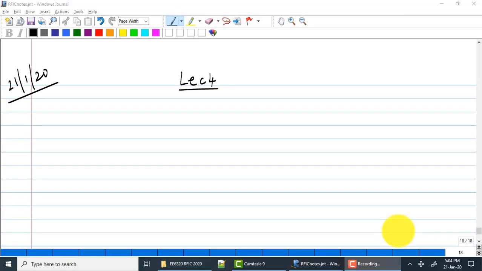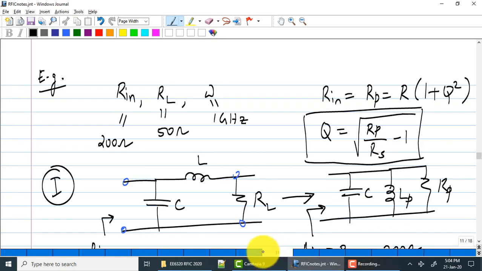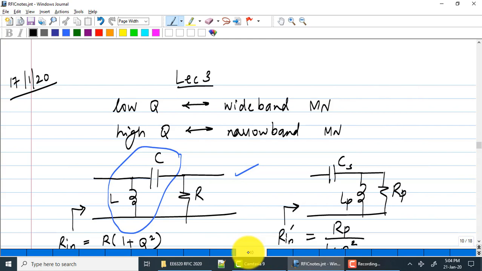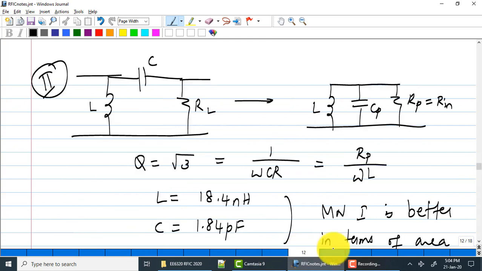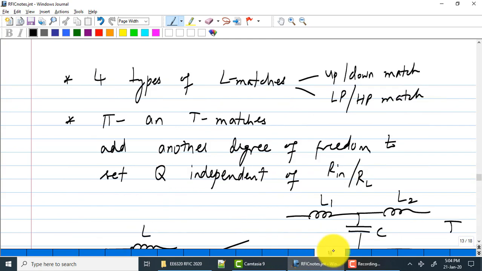So, in the previous class we looked at so-called 3-element matches, right? We found that L-match circuits do not have the requisite degrees of freedom to set the quality factor of the match also. So in other words, the bandwidth of the match cannot be set independently. If you go back and check, the bandwidth of the match is purely set by the ratio of resistors. So you need a third element to add another degree of freedom to set the Q independently.